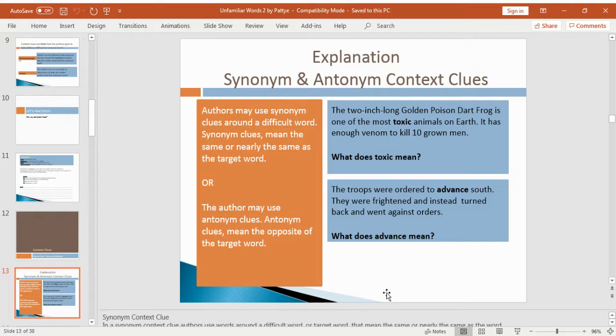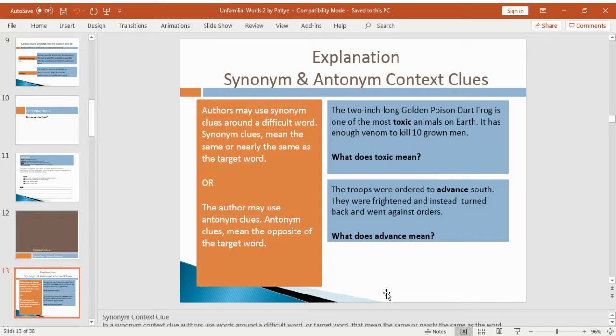So toxic here lets me know that it is venom that kills 10 grown men. So toxic means it's deadly. It can kill. So that is a synonym. Let's look at the second example.